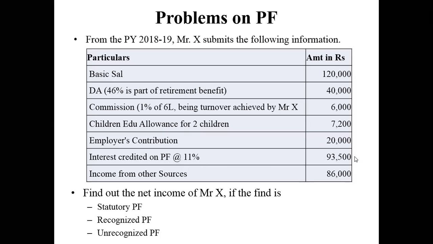We have to do some calculations here, right? Apart from that, he is also receiving income from other sources. This will be considered when we come to income from other sources. Now the question they have asked is to find out the net income of Mr. X if he is under statutory provident fund, under recognized provident fund, and under unrecognized provident fund. So under all three heads, we have to show the calculations. Any doubts in understanding this particular problem?